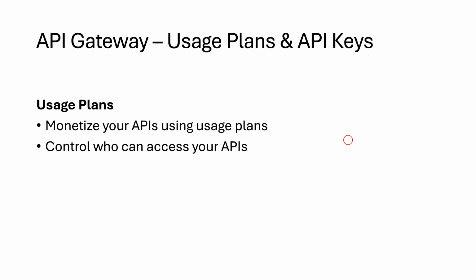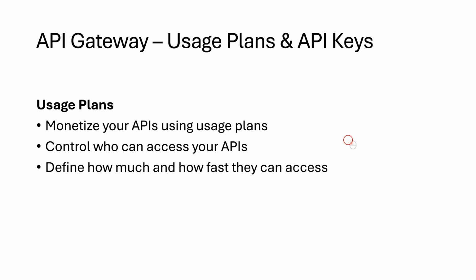It will give privileges to only a few people. For example, those who are subscribed to your API are the only ones able to access it. So it adds that control, and it also defines how much and how fast they can access. How much means how many requests they can make, and how fast means how many requests they can make simultaneously. There is a difference between those two. Those things we can define in usage plans.